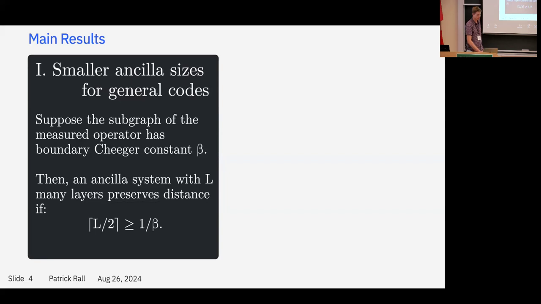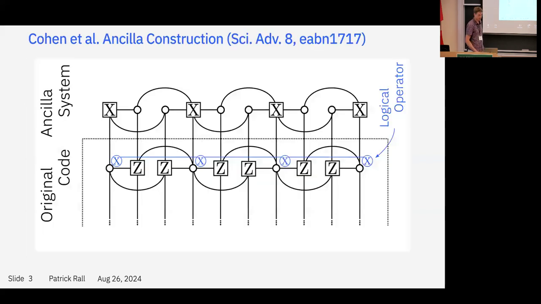So what do I mean by subgraph of the measured operator? Let's go back to this original code here. I didn't show all of it. I only showed the subgraph that was relevant to the support of the logical operator that I wanted to measure. So the physical qubits on which the X operator is supported and all of the Z qubits in its neighborhood. That's the sort of subgraph that I'm interested in.